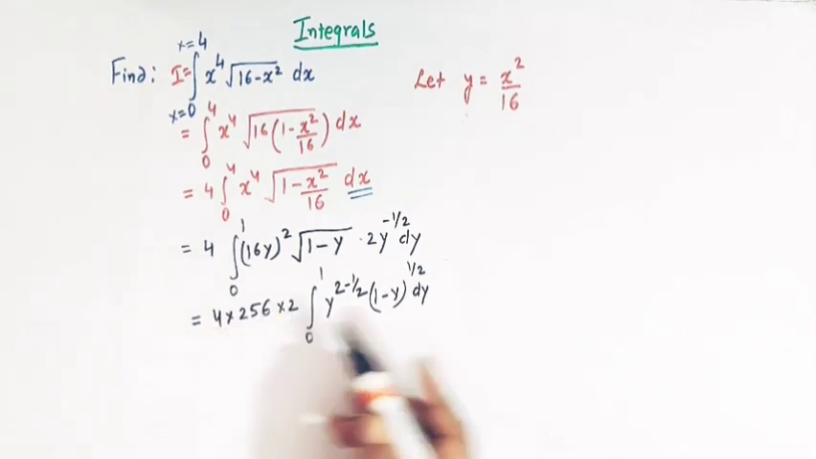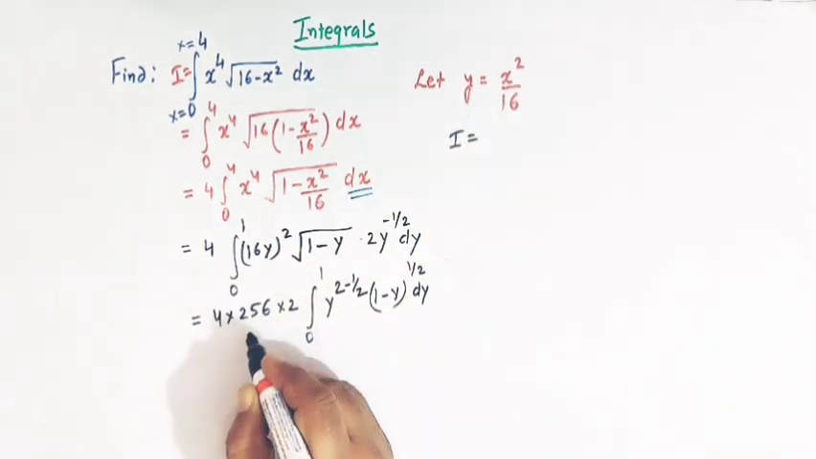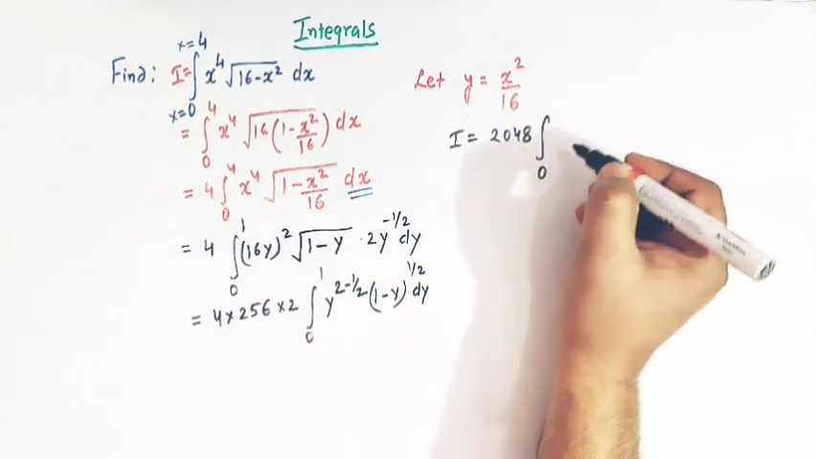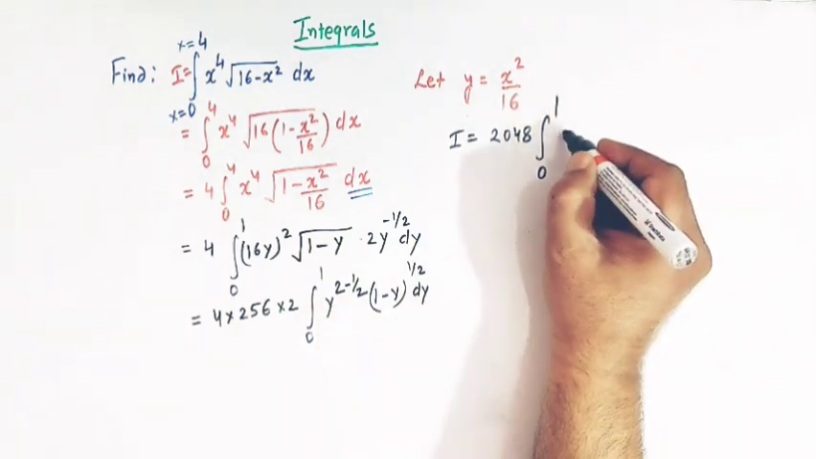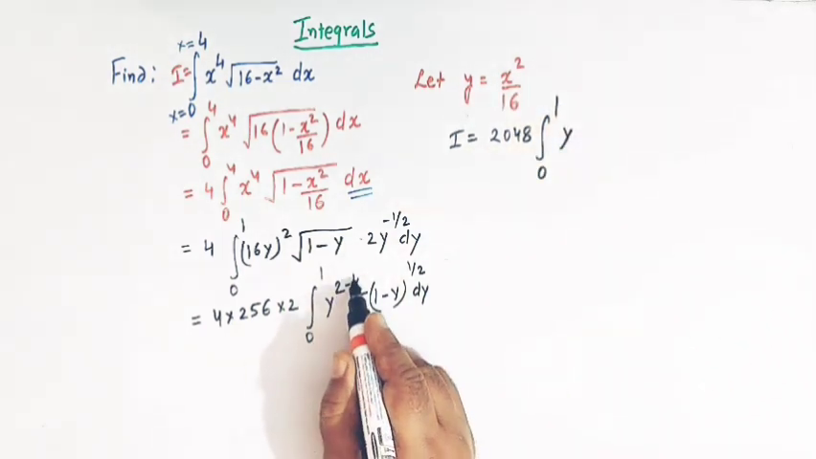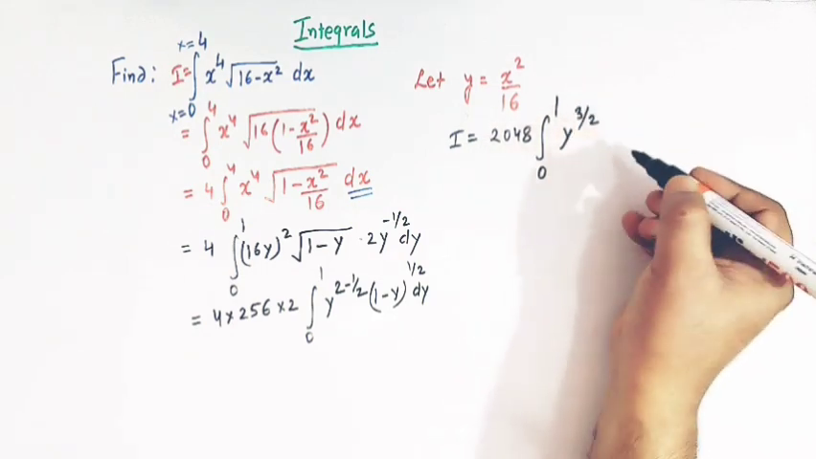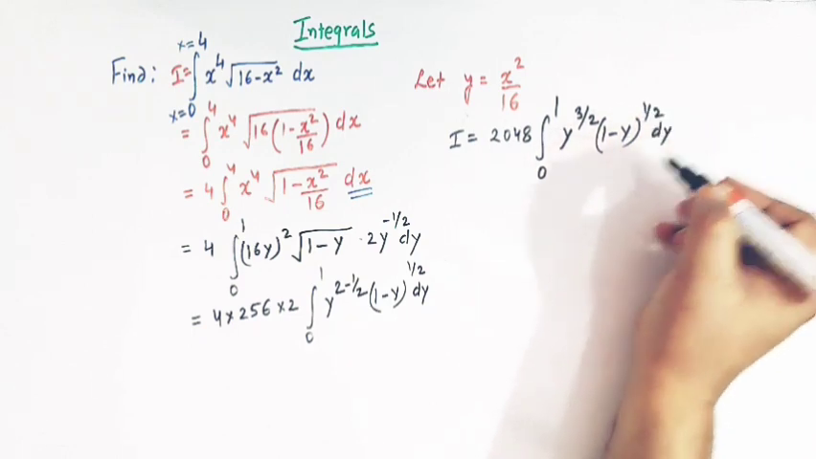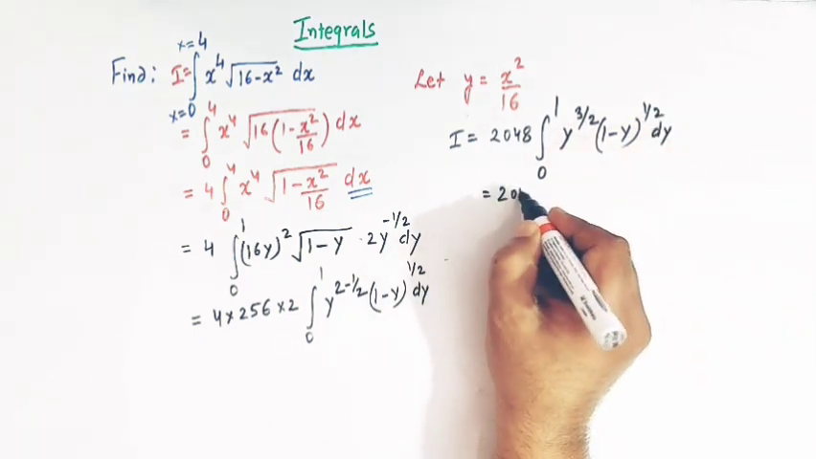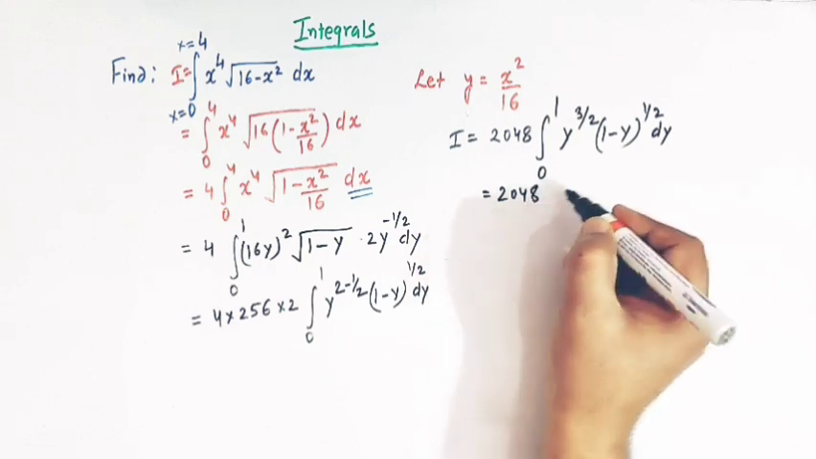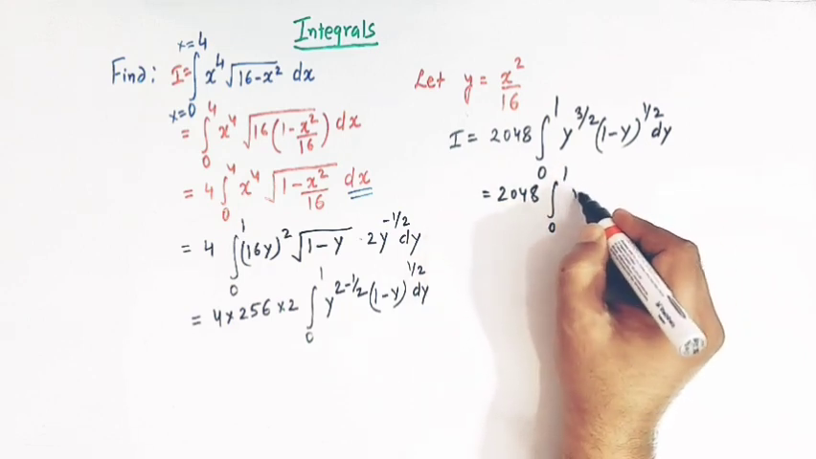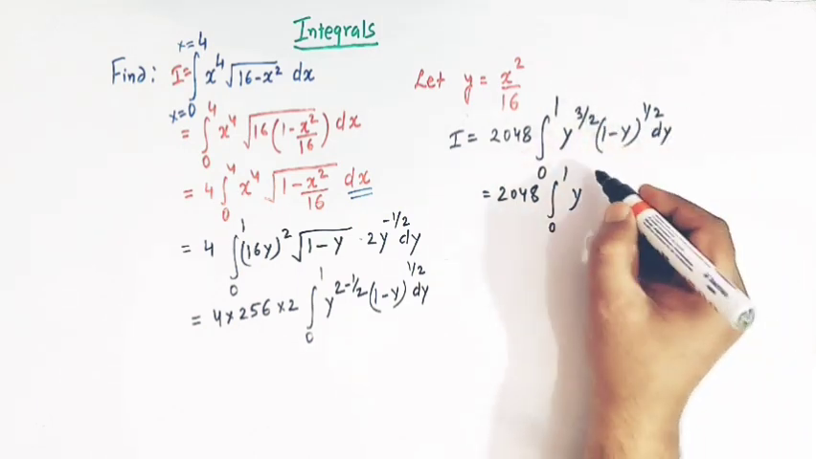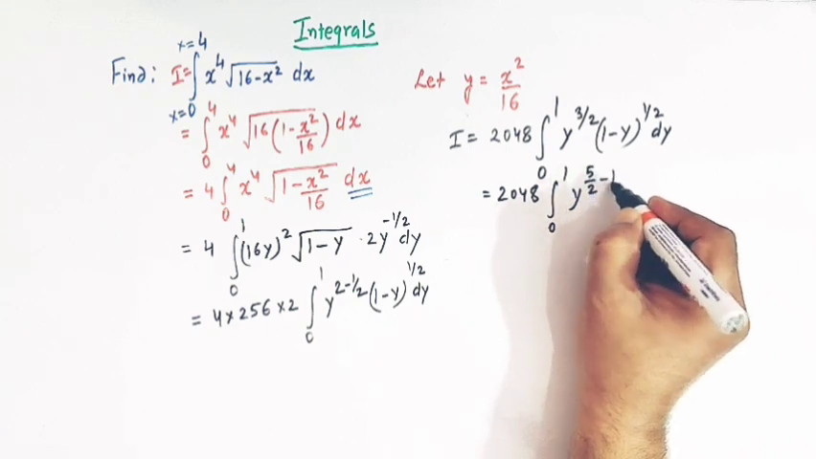So now the product of these three numbers is equal to 2048, and we have 0 to 1, and this is y raised to 2 to the 4, 4 minus 1, 3. So we have 3 by 2, and 1 minus y raised to half, right? Okay, now we'll write it like this: 0 to 2048, then we have 0 to 1, and see, y raised to 3 by 2. Now we can express 3 by 2 as 5 by 2 minus 1, right?